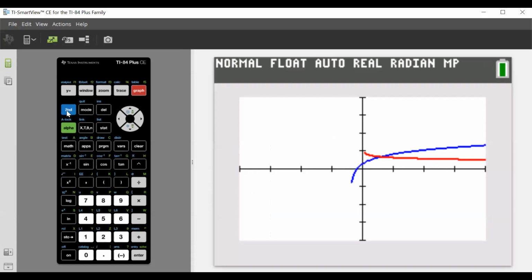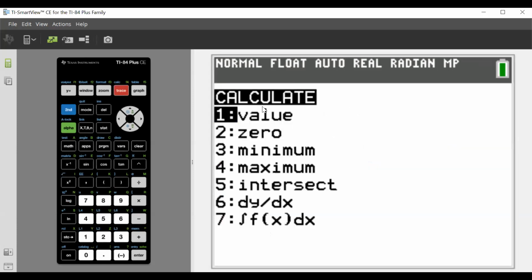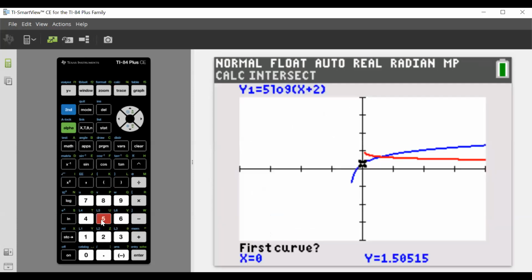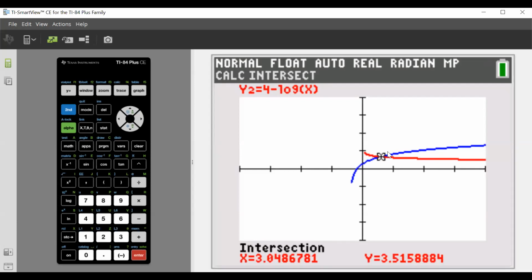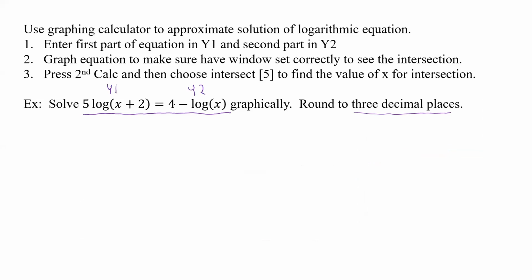So now we just have to hit the second trace, which gives us a calculation feature. Now we want a 5. And so let's move over a little bit. And so yeah, that's going to be our first curve is blue, our second curve is red, and I'm just going to hit X for a guess. And so that's going to be our value. It said to the 1,000, so 3.04, and then it's going to be a 9. So 0.349. So that was X approximately equals 3.049, rounded to 3 decimal places.